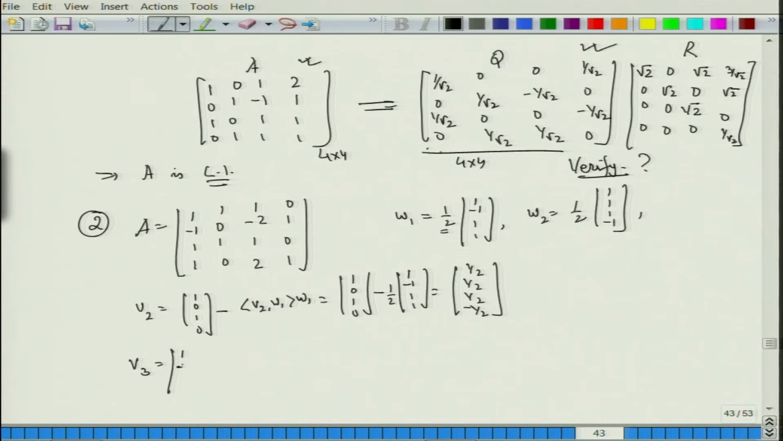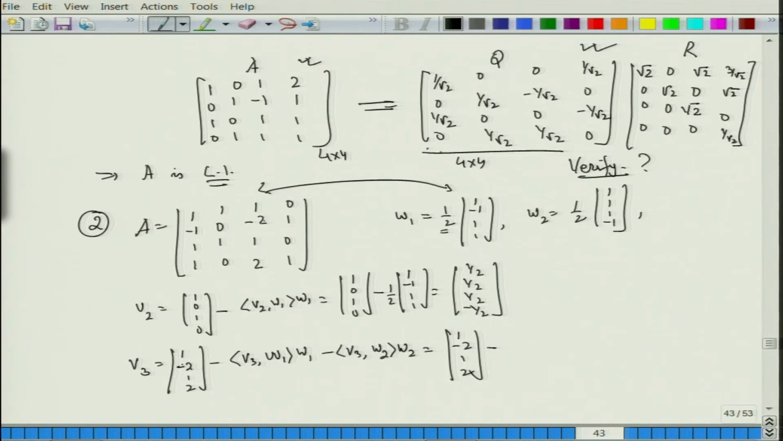V3 is 1 minus 2 1 2 minus V3 with W1 W1 and V3 with W2 W2, which is equal to 1 minus 2 1 2 minus this with this. So let's do this part. I am good at mistakes, so let me do it. I think 1 into 1 is 1, minus 2 and minus 1 is plus 2, 1 plus 1 is 1 and 2 here. So 2 4 6, 6 upon 4 times 1 minus 1 1 1, fine.